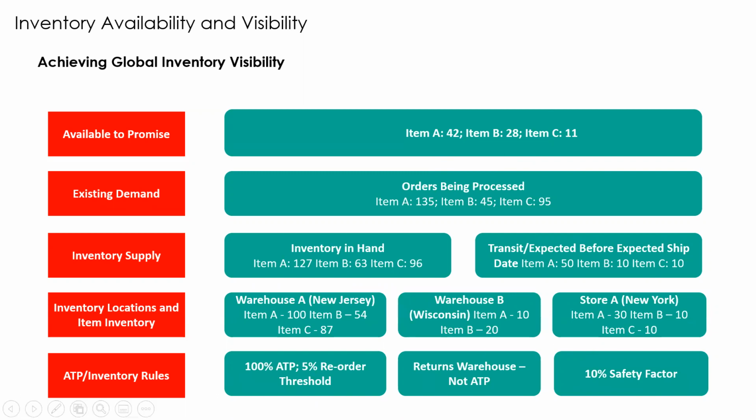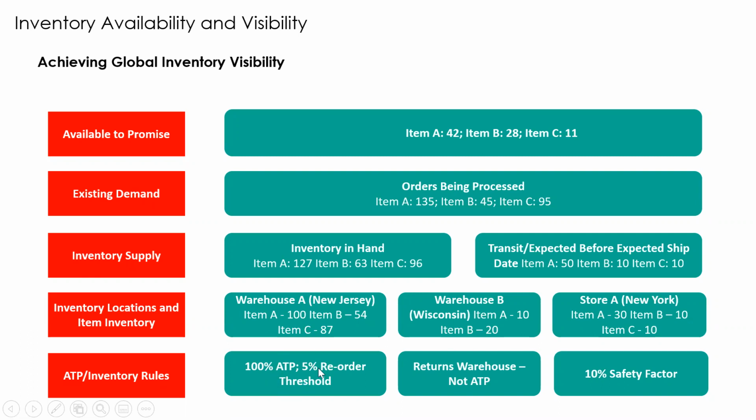There are a couple of things to understand here. The first one I'll come from down: ATP, available to promise, or inventory rules. Available to promise is how much of the available inventory you can promise. There are some rules for that. This warehouse A has 100% ATP. For example, if you have say 500 items, that means you can tell that you have 500 items. That's available to promise. All 500 are available to promise.